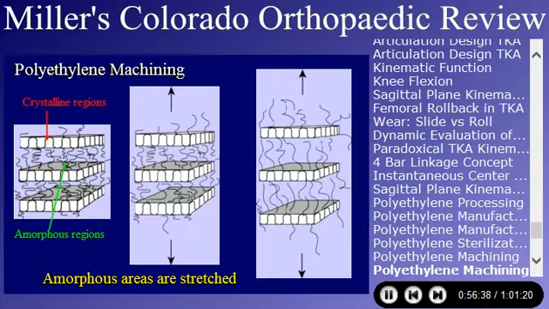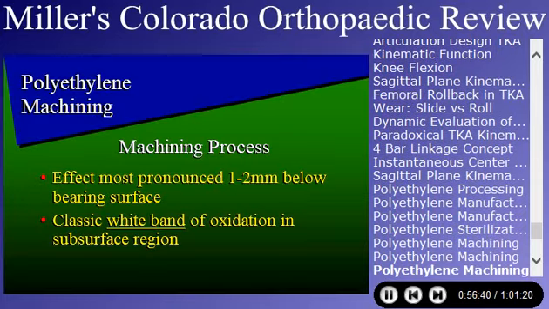And as it turns out in the machining process, the area of polyethylene stretch tends to be most pronounced 1 to 2 millimeters below the bearing surface. So the test questions have been that white line 1 to 2 millimeters below the tibial polyethylene, that's the area of oxidation. Why did it oxidize?